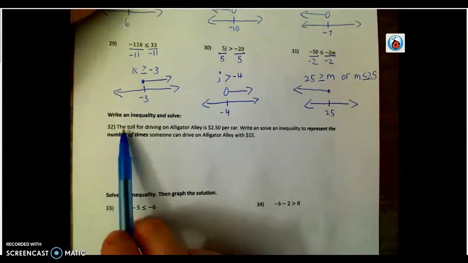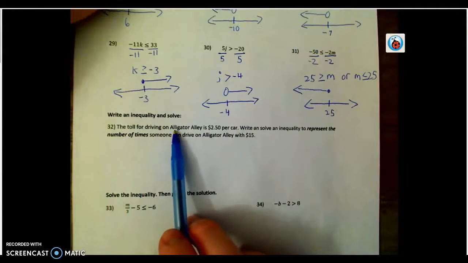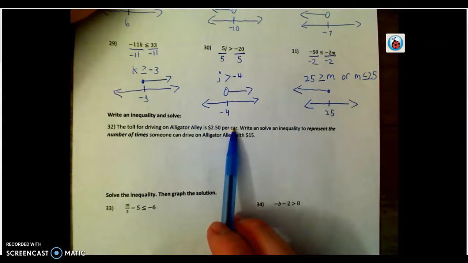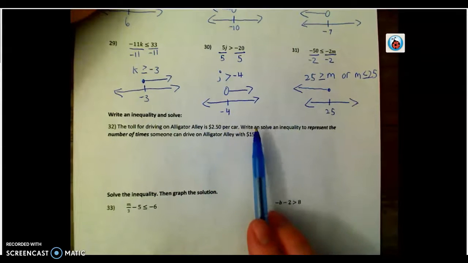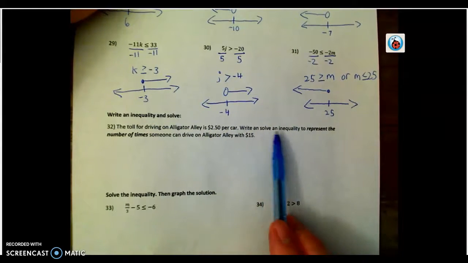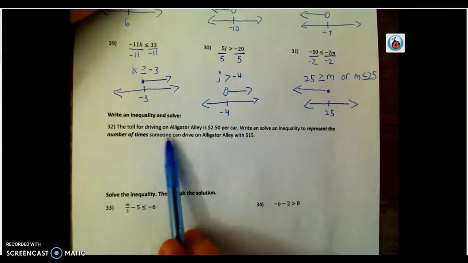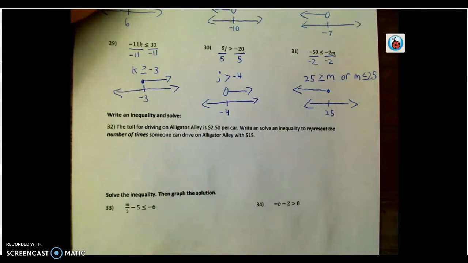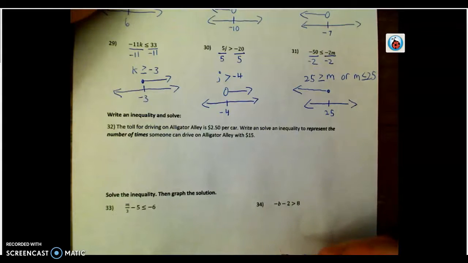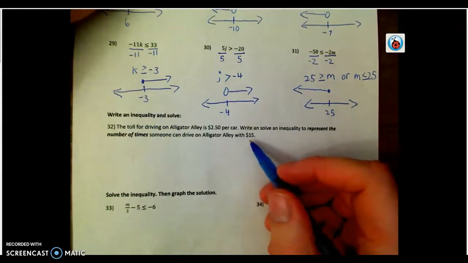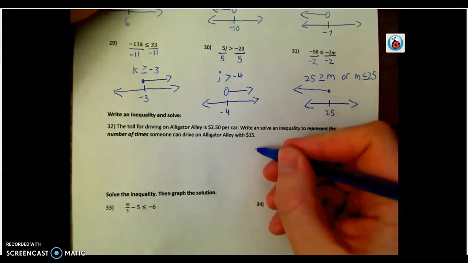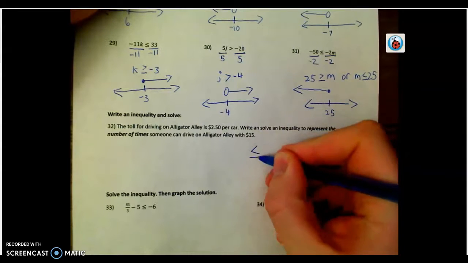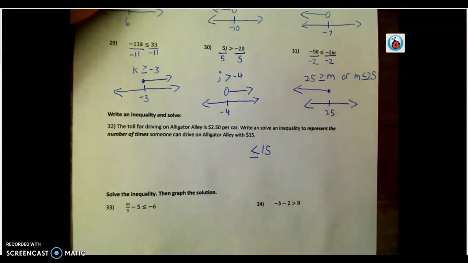For the word problem, the toll for driving on Alligator Alley is $2.50 per car. Write and solve an inequality to represent the number of times someone can drive on Alligator Alley with $15. So if I only have $15, that means I need to spend less than or equal to 15.